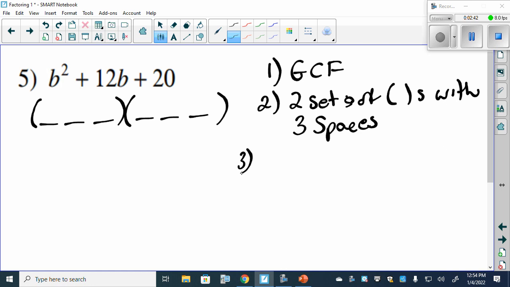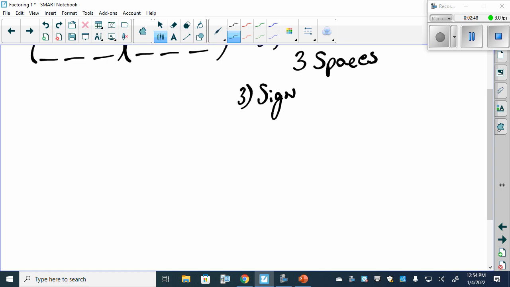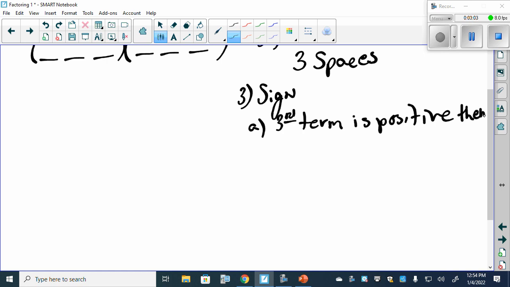The next part is to find the sign that's going to go into both sets of parentheses. And really we're looking at the third term. If the third term is positive, then the signs are the same and they match the sign of the middle term.